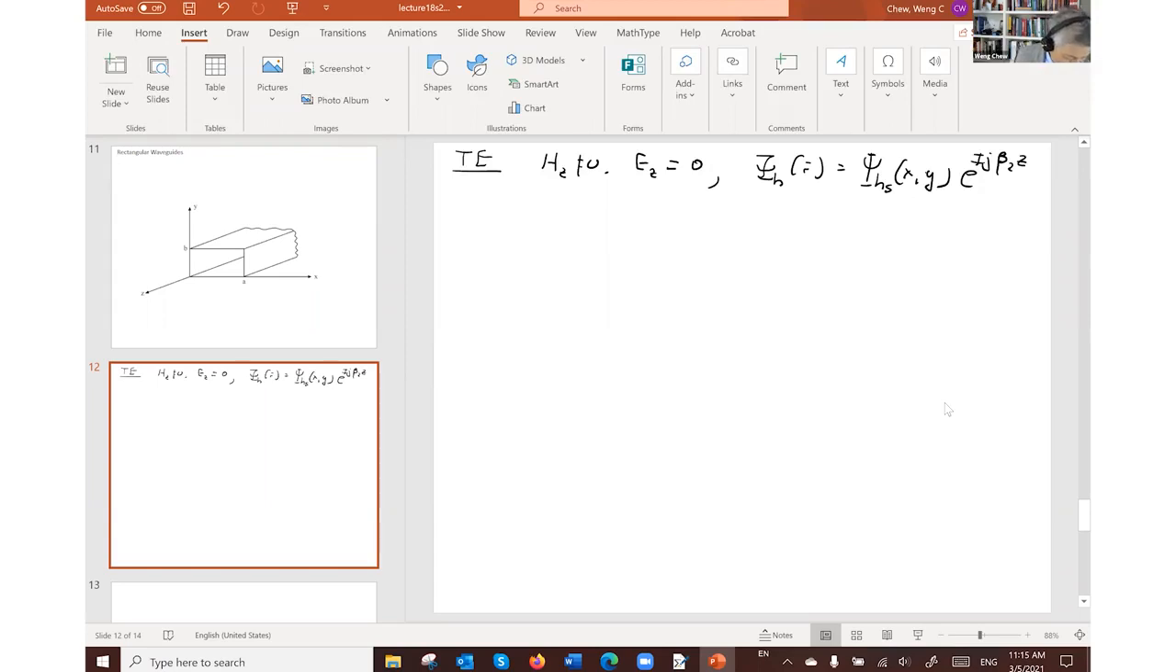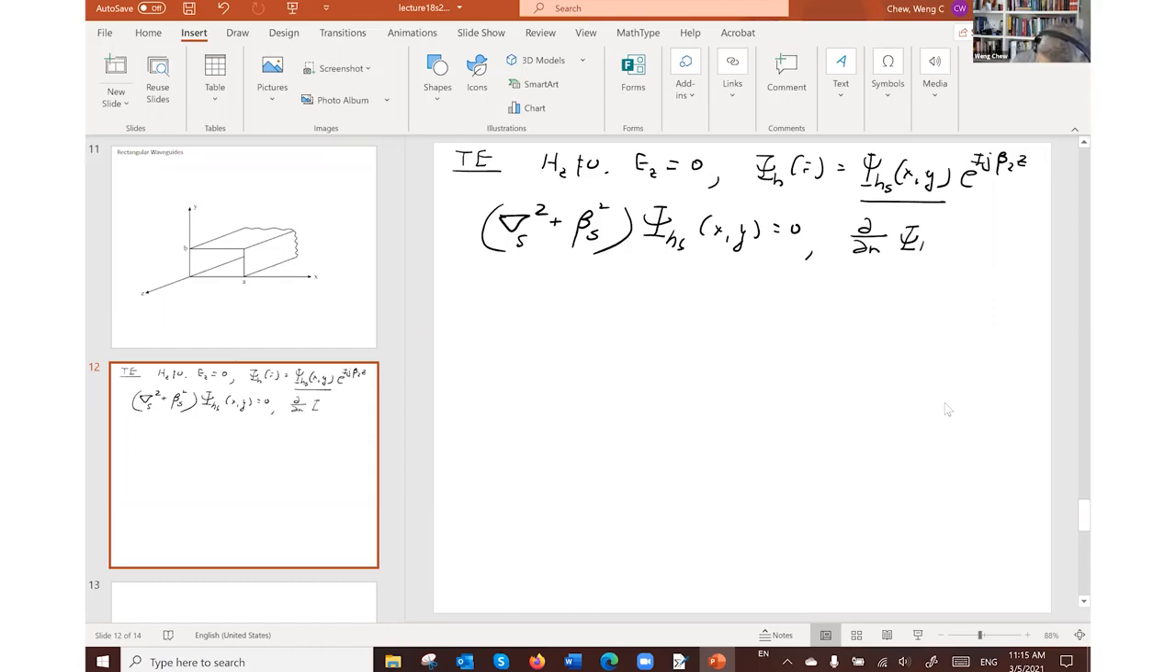Okay, and if that is the case, then the reduced wave equation that this satisfies is equal to that, psi of H s(x,y) equal to 0, with the boundary condition that on the waveguide wall, this boundary condition should be satisfied. Well, you can write the solution for this equation quite readily because the transverse Laplacian would be just equal to that.